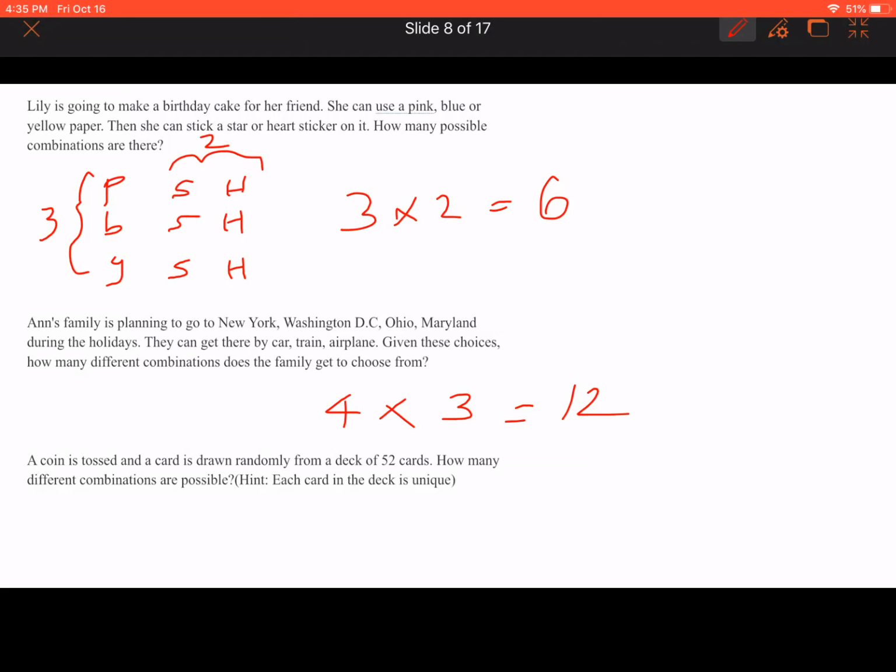Next, a coin is tossed and a card is drawn randomly from a deck of 52 cards. How many different combinations are possible? So the number of card choices is 52. What about the coin? When a coin is tossed, you'll get either head or tail. So that is 2 choices possible. So now the total combination possible is 104.